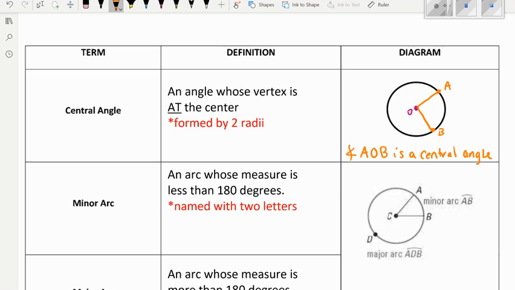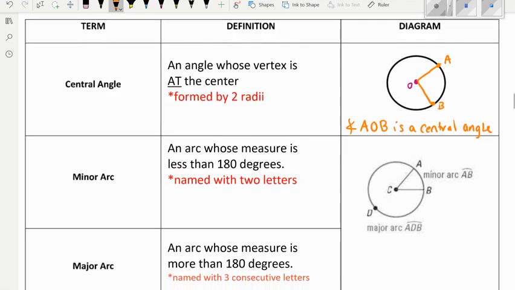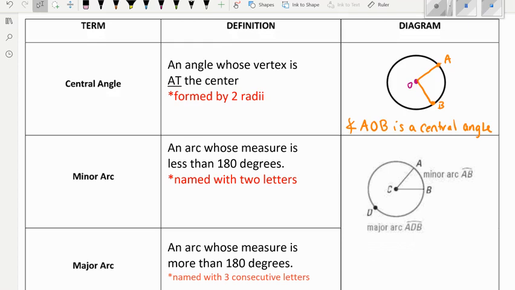The next is a minor arc. A minor arc is an arc whose measure is less than 180 degrees. It is named with two letters. So for this one, the minor arc we could say would be AB, or you could say BA, doesn't matter what order. So that minor arc is this little piece right here.